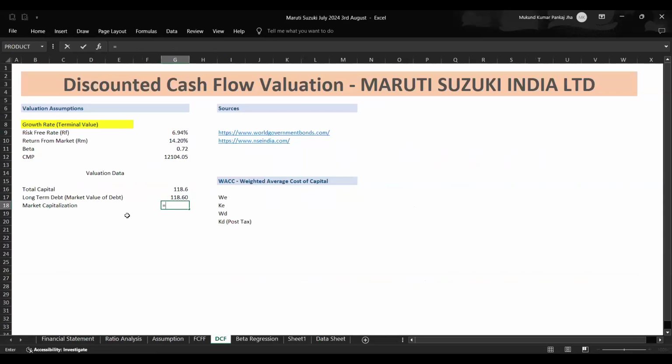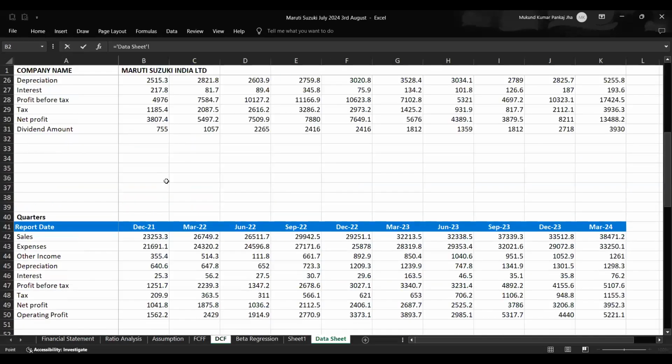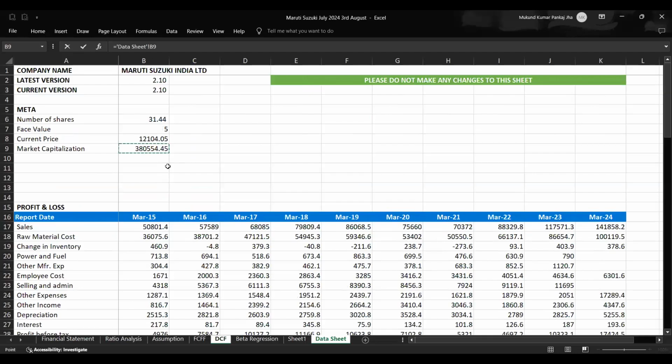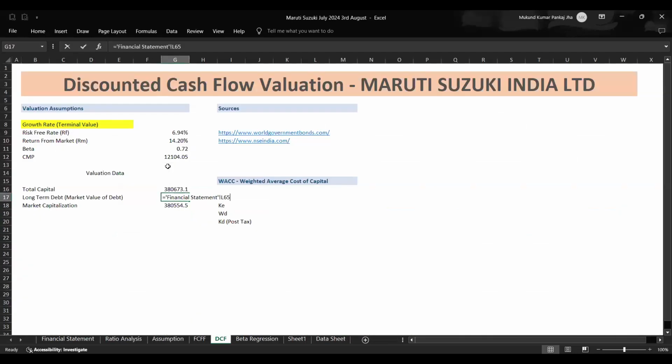Then we will calculate market capitalization. We will go to the data sheet. We have the market capitalization value with us. So with this, can we calculate weight of equity? Yes, the formula for weight of equity will be market cap divided by total capital.